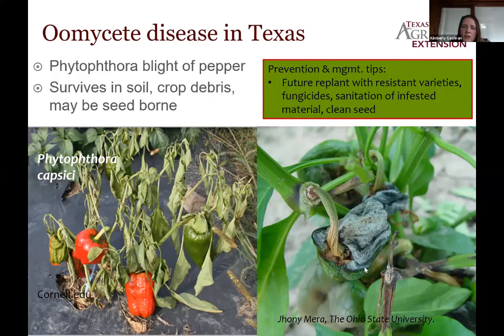You can see it looks really water soaked, and you'll often see a lot of fungal, what we would call fungal, even though it's not true fungus, but you'd see a lot of sign, which is actual pathogen tissue right there on the fruit. So if this were my garden, I would focus on future replants with resistant varieties, the use of fungicides. Once I noticed I had a problem in one plant, I would try to use some protectant fungicides on my other plants. Sanitation of infested material and clean seed. So I wouldn't leave old infested peppers like this laying around on the ground, because it will just serve to carry over inoculum to next year.